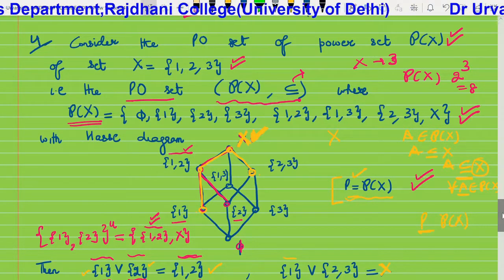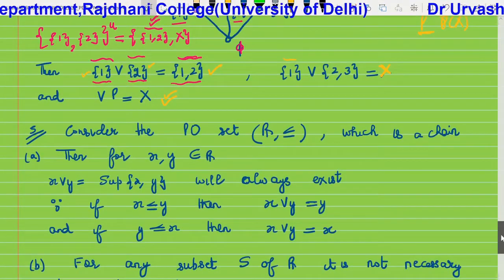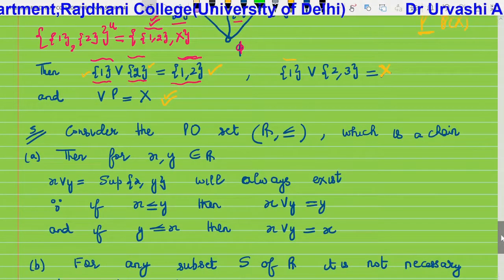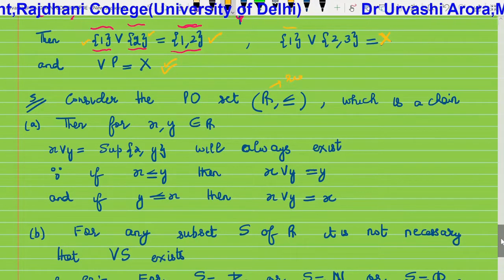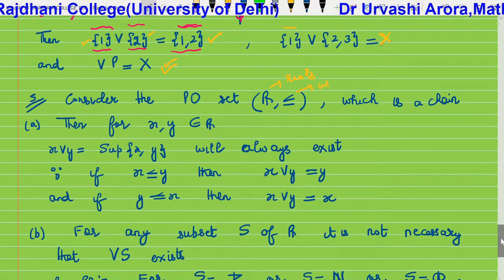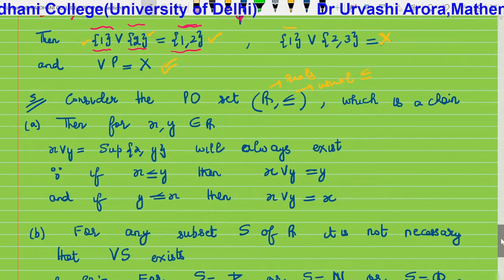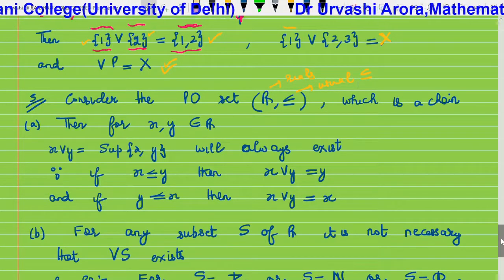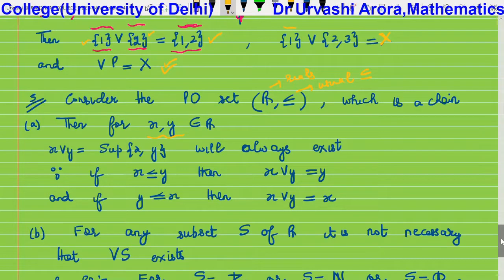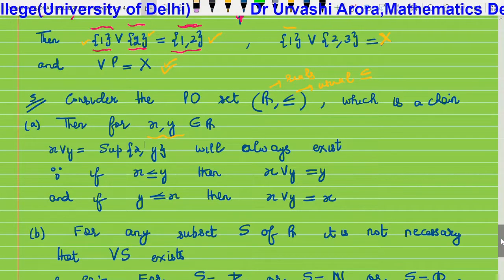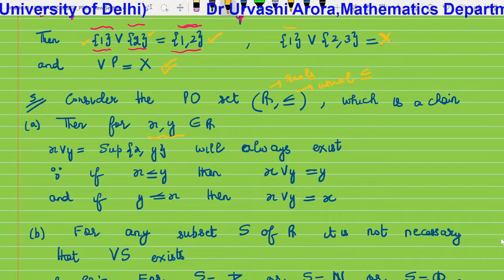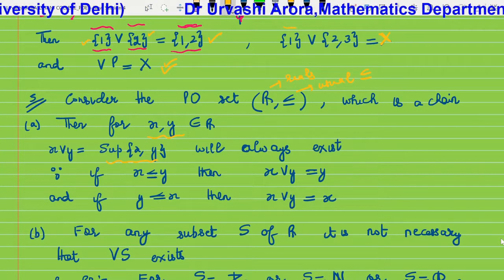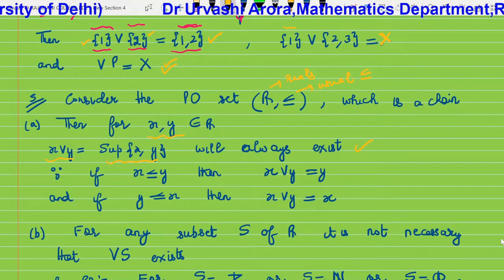And now, coming to one last example, consider the poset of the set of real numbers, with less than or equal to being the usual relation, in the sense in which we understand it. If you pick any pair of elements X and Y belonging to R, which means any two real numbers, then the supremum of X and Y, which is the join of X and Y, will always exist.